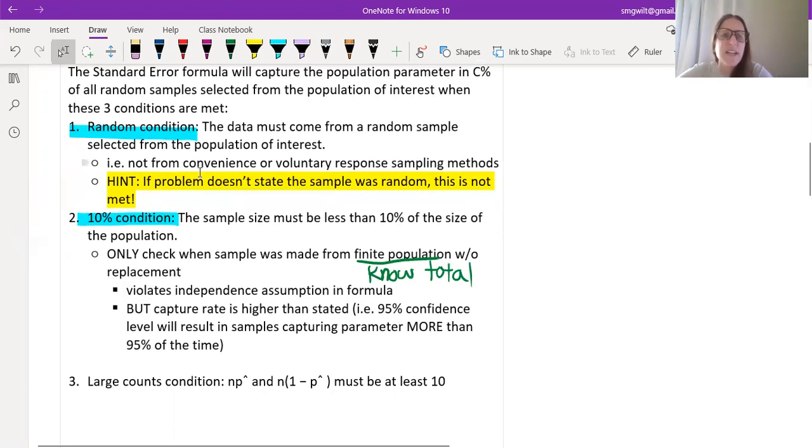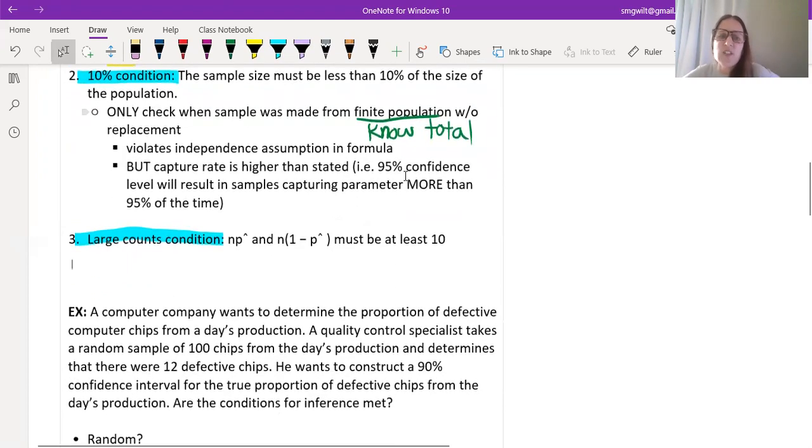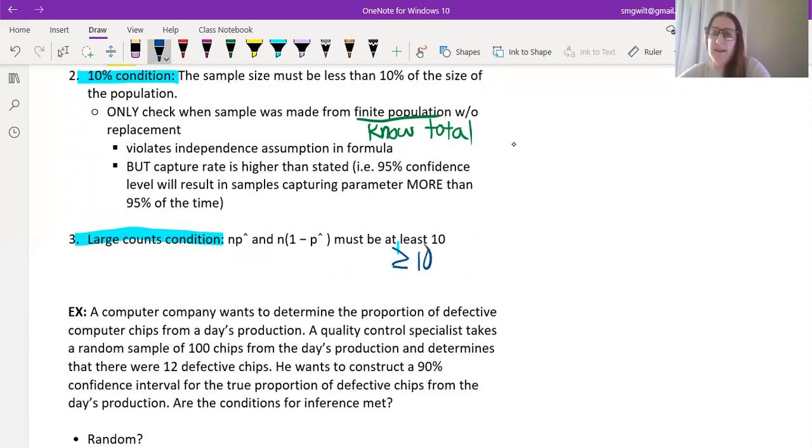The last part is the large counts condition. So the large counts condition is where I have to check the sample size times p hat and the sample size times the complement, 1 minus p hat. And those numbers must be at least 10. Remember, at least means that they must be greater than or equal to 10. Okay, so 10 or larger.